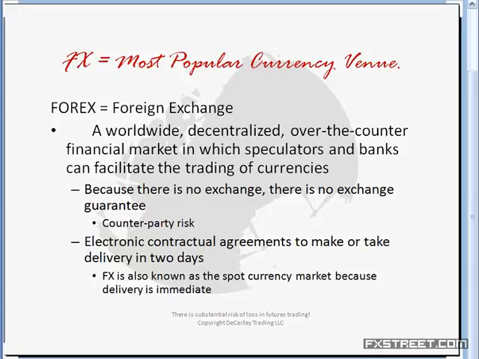There's no exchange, which means there's no exchange guarantee, and there is counterparty risk. As a Forex trader, you're kind of taking your life into your own hands. You can make all the money in the world that you want in your trading account, but if the person on the other side of your trades isn't able to pay up, it's not going to do you any good. Now, the chances of this happening are probably rather slim, but it does happen.